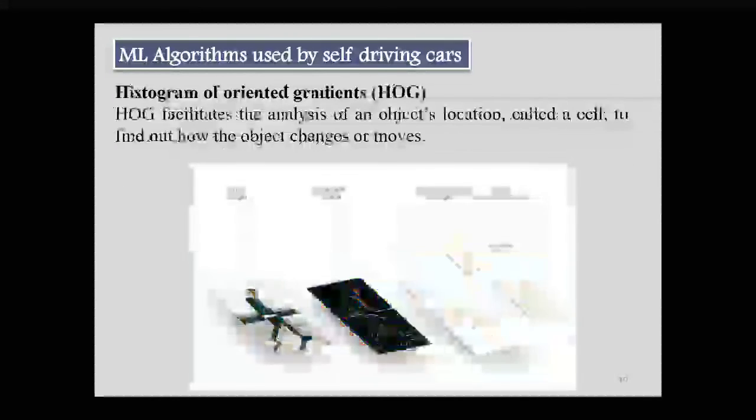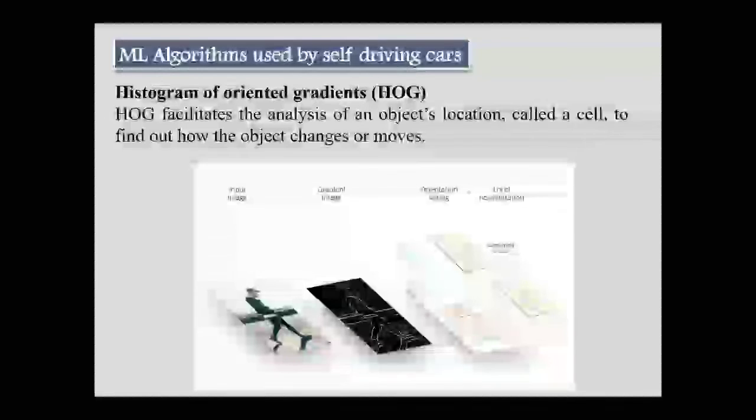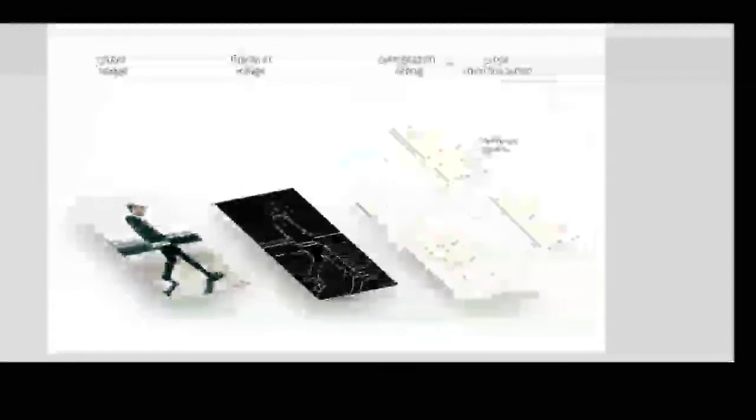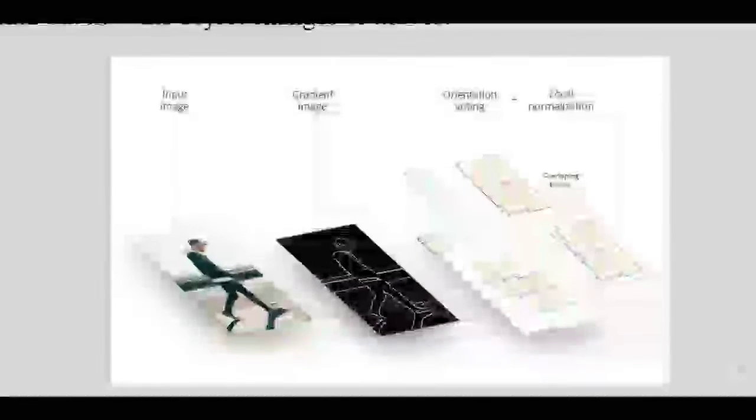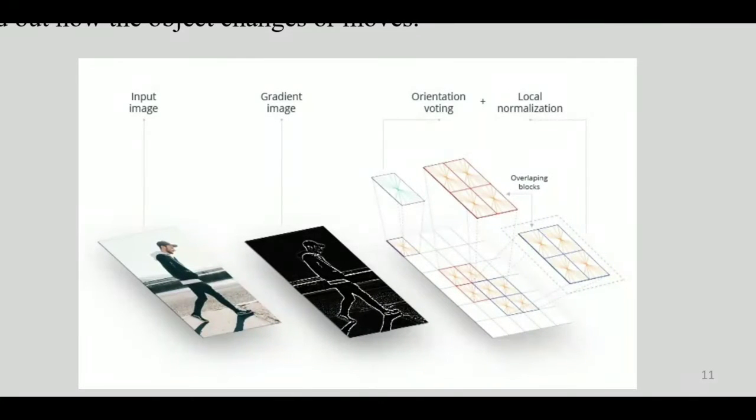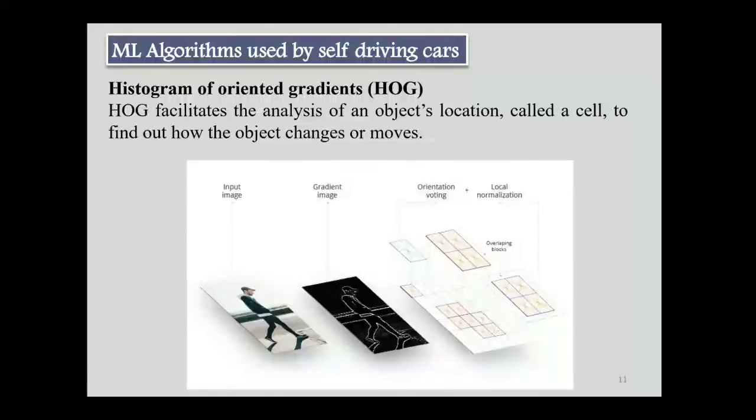The next one is the histogram of oriented gradients, also called HOG. Here you can see the input image, the gradient image, and then orientation voting plus local normalization. HOG facilitates the analysis of an object's locations, called cells, to find out how the object changes or moves. It is a very interesting one. Here you can see HOG.